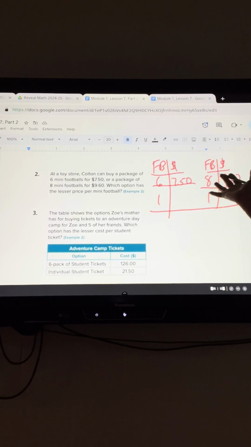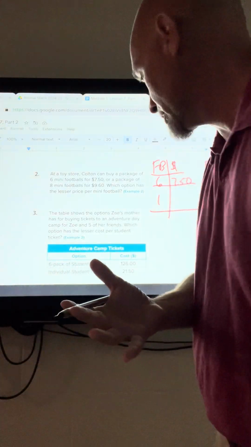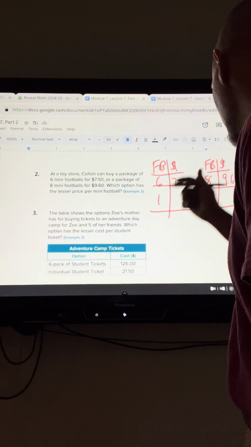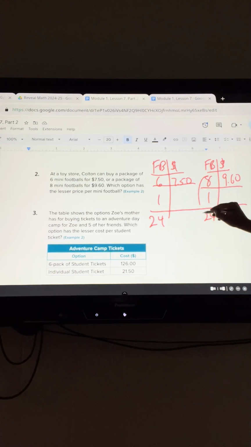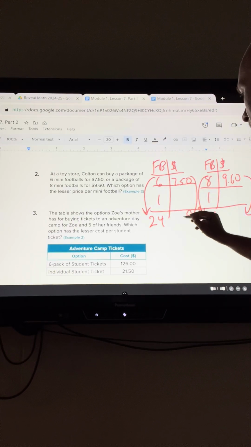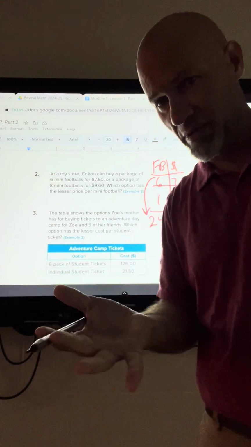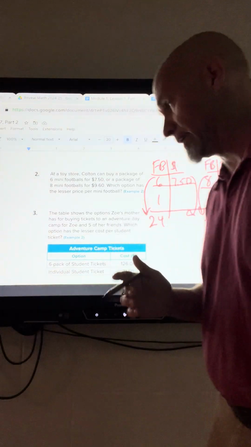So 6 and 8, what's a number that both 6 and 8 are factors of? I think probably the lowest common multiple for 6 and 8 is 24. So you could change the 8 to a 24 by multiplying by 3, and you'd have to multiply this by 3. And you could change the 6 to a 24 by multiplying by 4, and multiply this by 4. They give you the same information, just at a different number of footballs. So it's up to you. You could do unit rate, or you could come up with that common number of footballs. Either way.